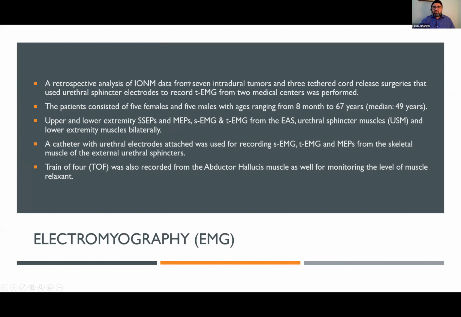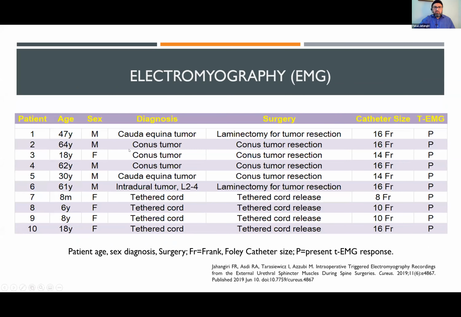from patients. We have 7 intradural tumors and 3 tethered cord release surgeries that used these electrodes, and we recorded at 2 different medical centers. We have 5 male and 5 female patients, and the youngest patient we had was 8 months old, and the oldest person was 67 years old. So there are different patients, and we used different catheter sizes. We have conus tumors, laminectomy, and tethered cord patients.